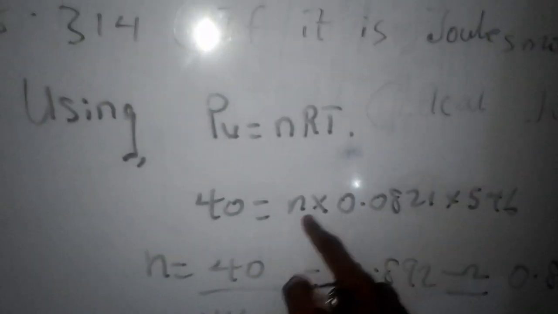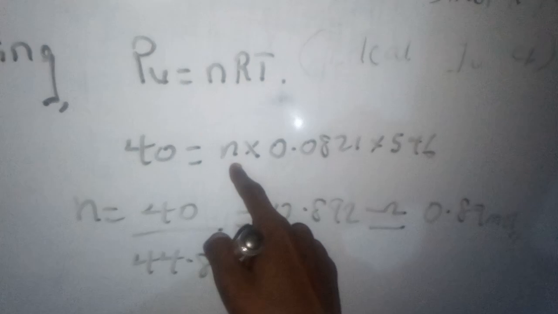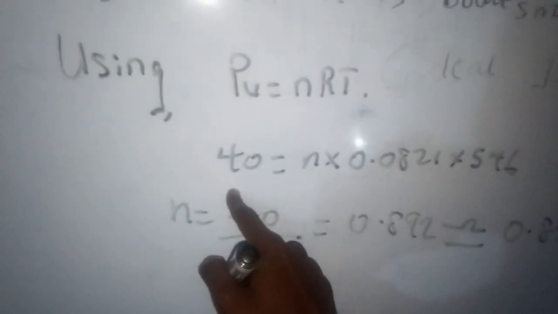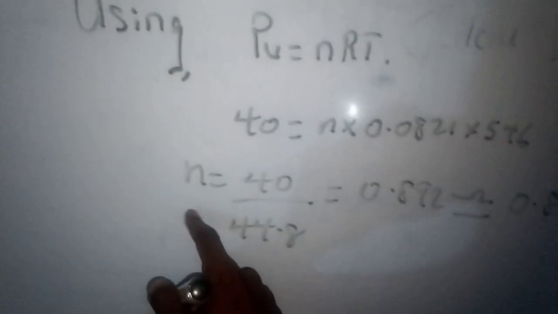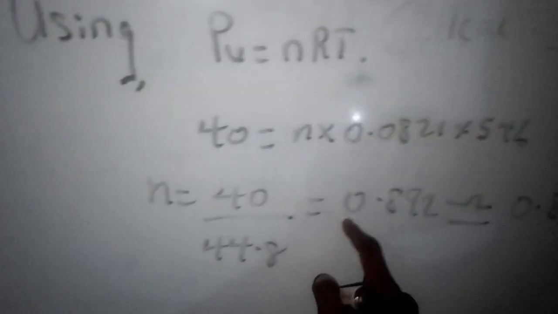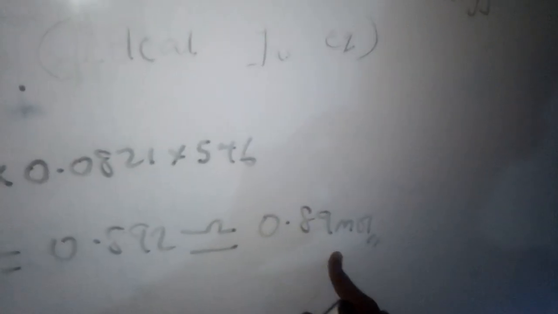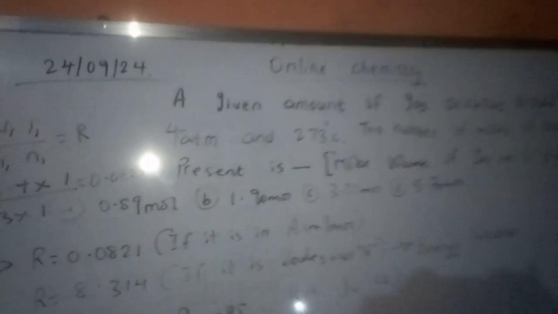So you divide by the coefficient, which is the number beside the letter. So 44.8 we divide by 40, which gives us 0.0821... giving us 1.12 mole, which is definitely option A. So you can take a look at a question like this.